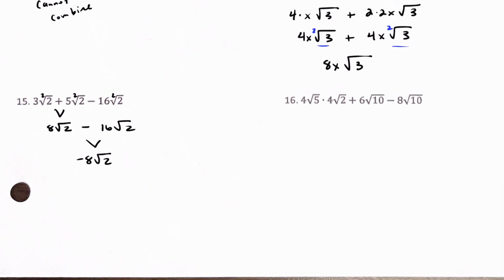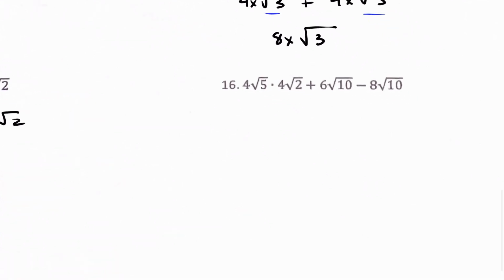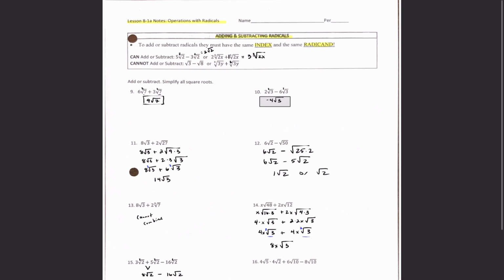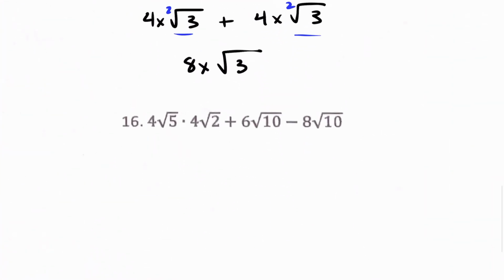For number 16, we have 4 times the square root of 5 times 4 times the square root of 2 plus 6 times the square root of 10 minus 8 times the square root of 10. Now, here's the thing. Again, with order of operations, we have to multiply first before we add or subtract. So when we look at 4 root 5 times 4 root 2, we can apply that rule where we multiply the coefficient to the coefficient, so 4 times 4, and the radicand to the radicand, so root 5 times root 2, plus 6 root 10 minus 8 root 10.